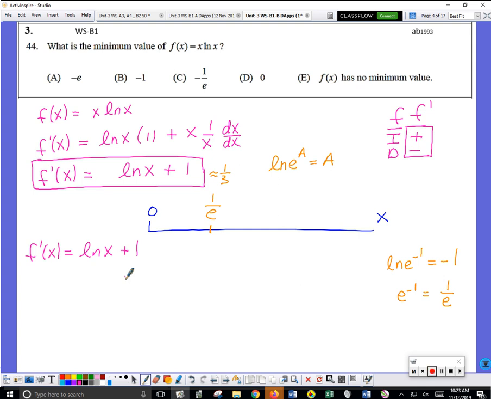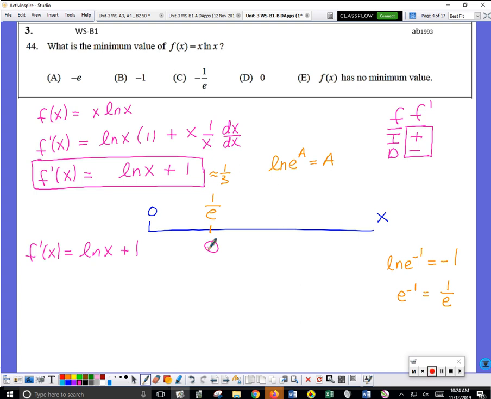So I know if x has a value of 1 over e, about 1/3, the natural log of 1 over e is going to be negative 1, added to 1 will be 0. So I didn't have any conflicts there. That all makes sense to me. Wade, if you need me to talk through it again.